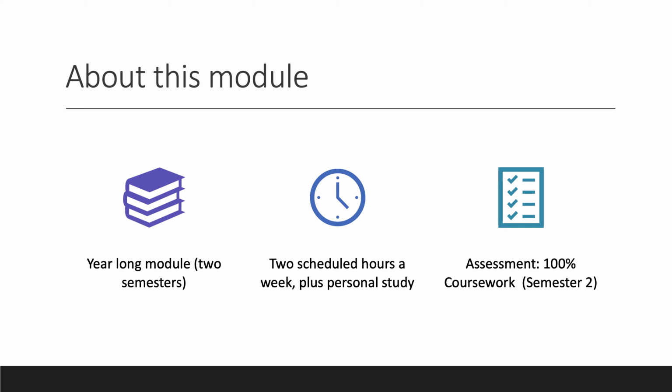I'm the module tutor for this module, and the other picture is of Kay Rogage, who will be teaching the module with me. This is a year-long module, which means it will be split over 2 semesters. There'll be 2 hours a week for this module, plus you should be putting time in for personal study. The assessment of this module is 100% coursework, and this coursework will be given out at the start of semester 2 and should be handed in at the end of semester 2.